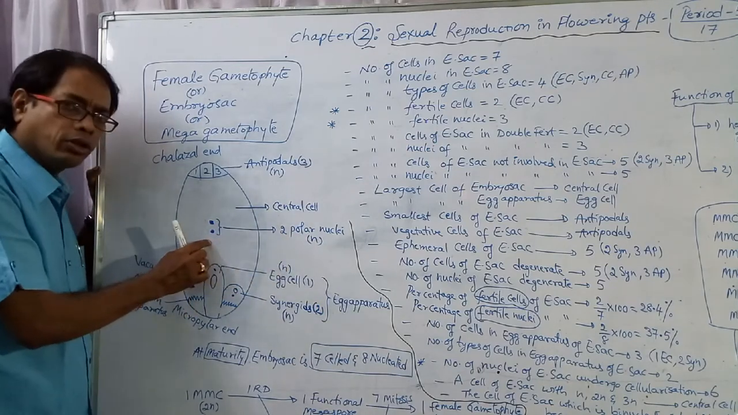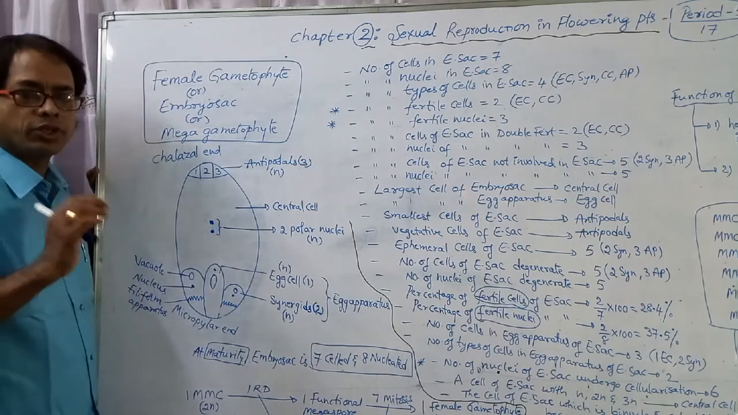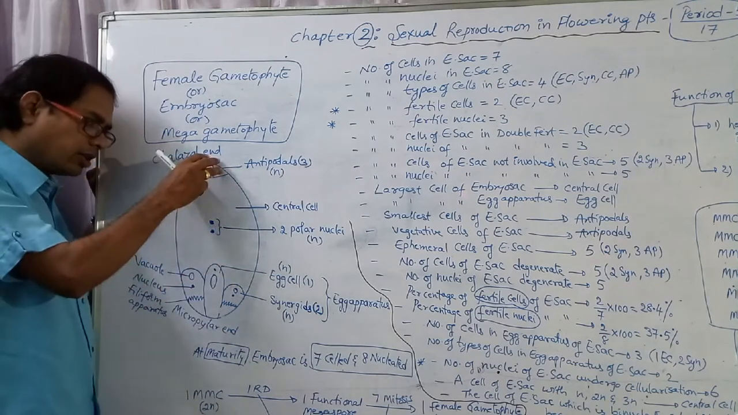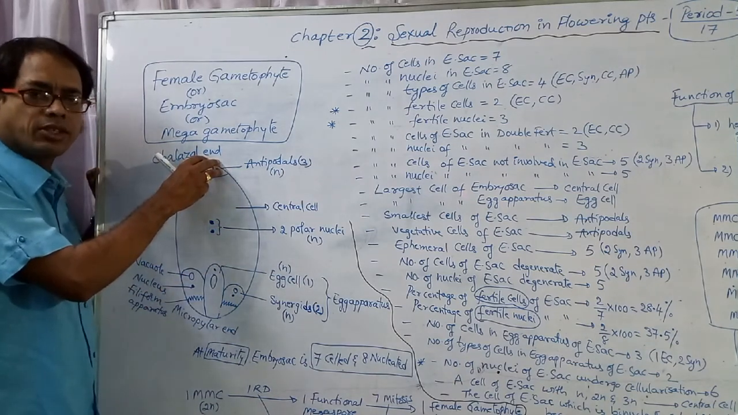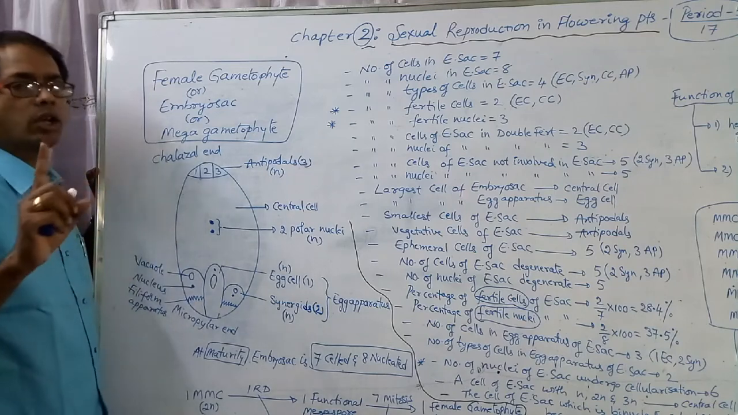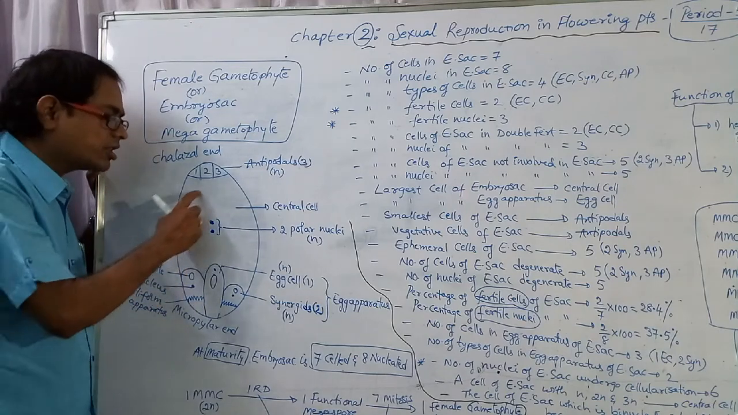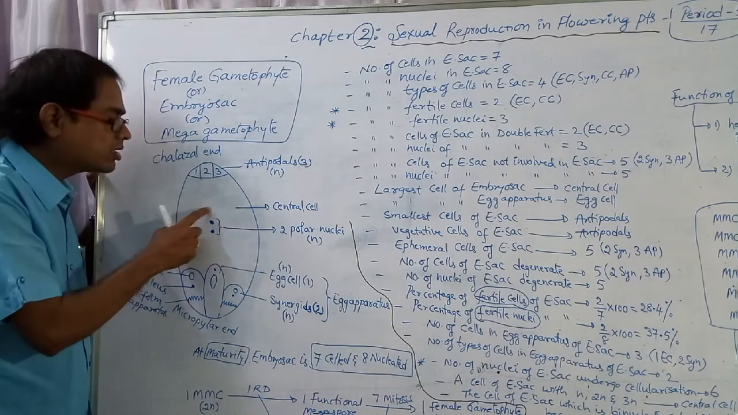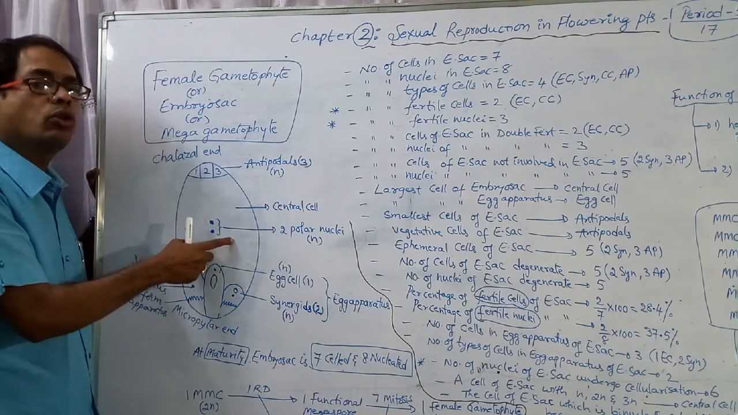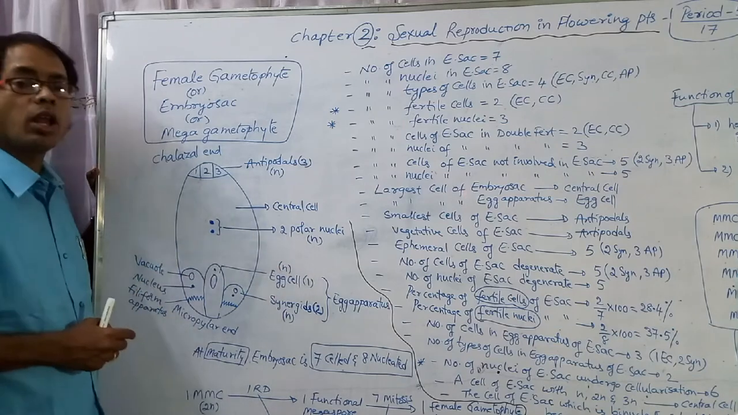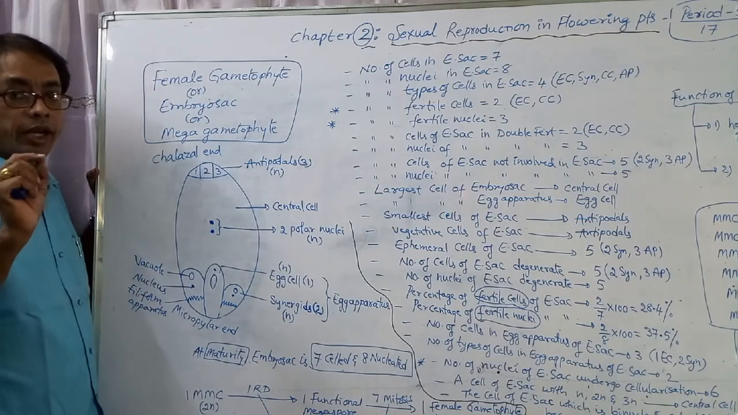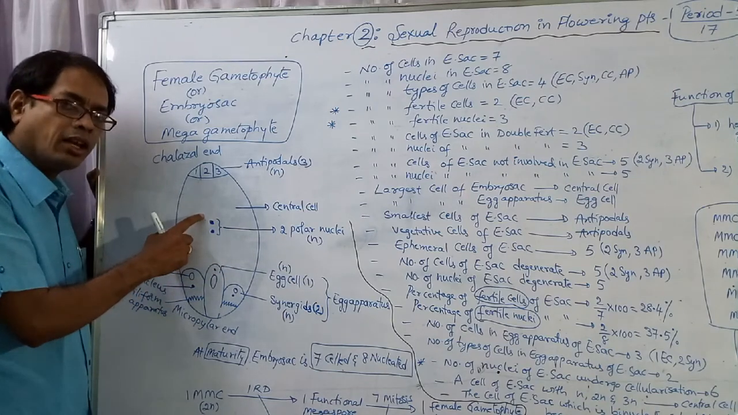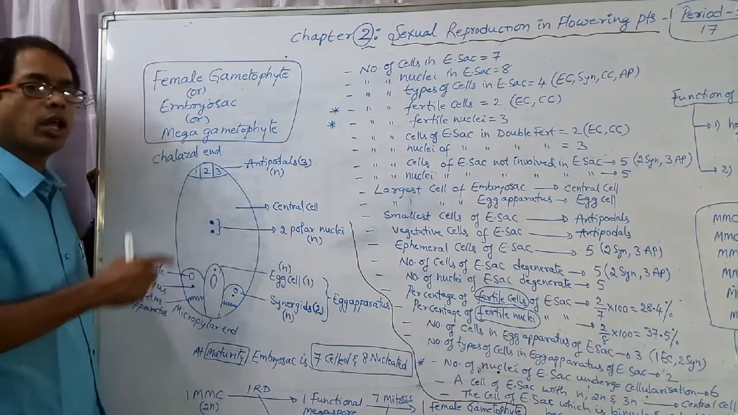At this point, most of the students may get confused. Try to remember these 3 cells and these 3 cells, a total of 6 cells. Each cell has 1 nucleus. But this is the central cell. The cell is 1, but how many nuclei does this central cell have? 2 nuclei, which are called polar nuclei. Try to remember this one. This entire cell is the central cell, which has 2 polar nuclei.